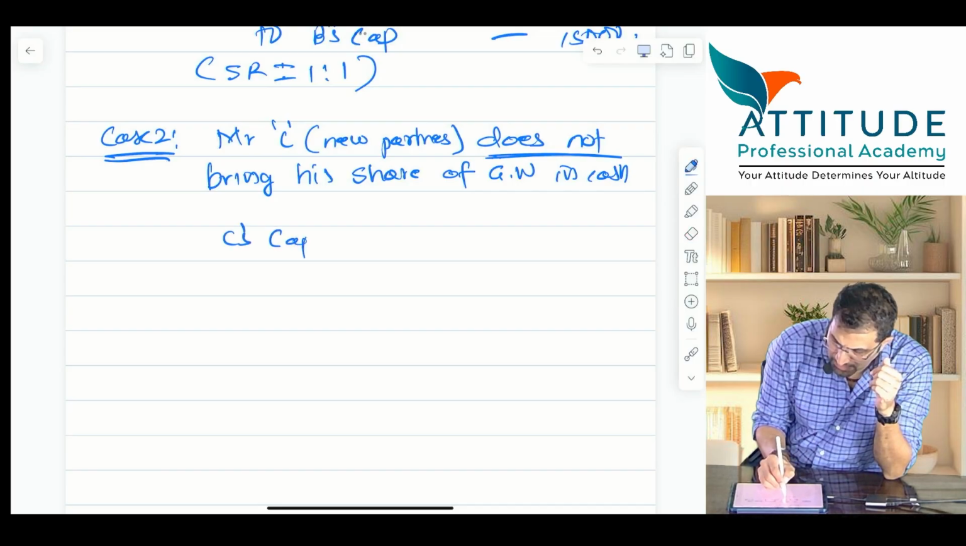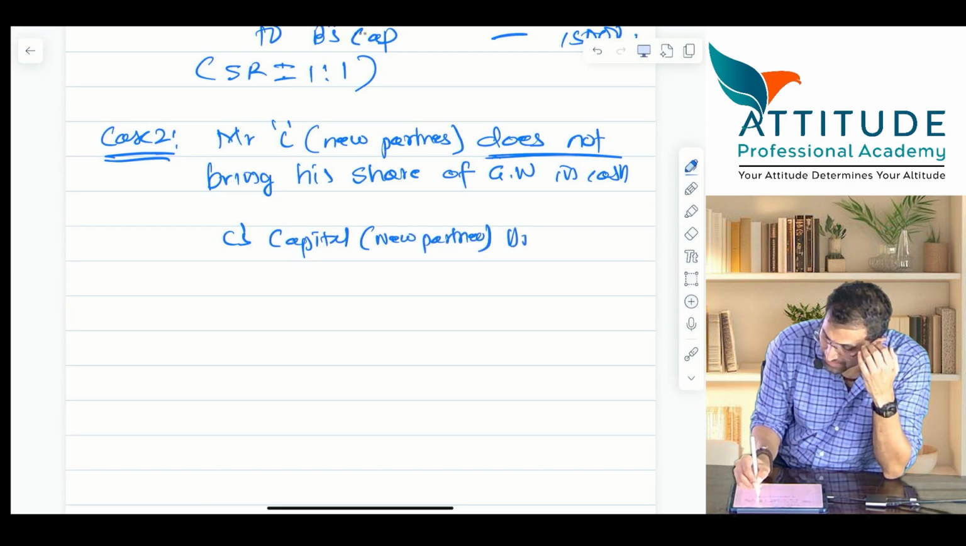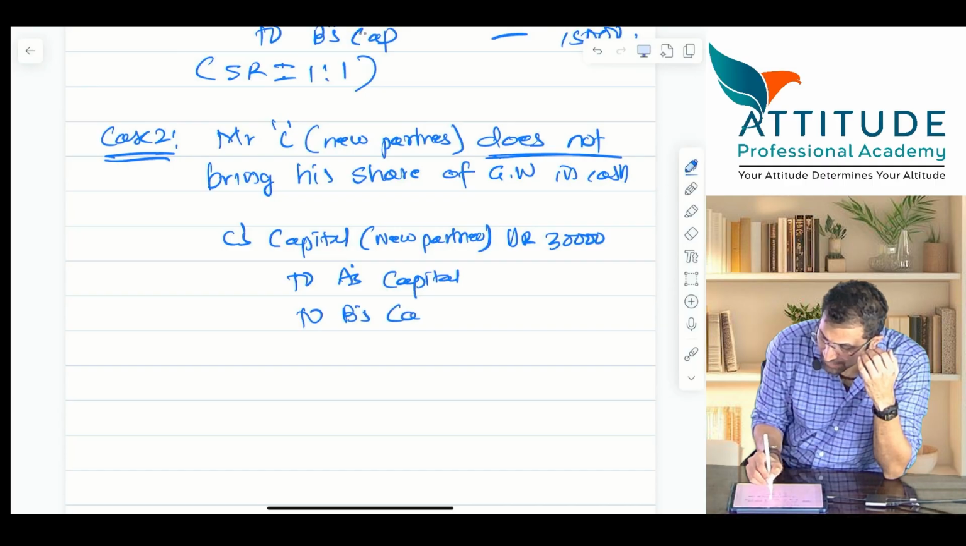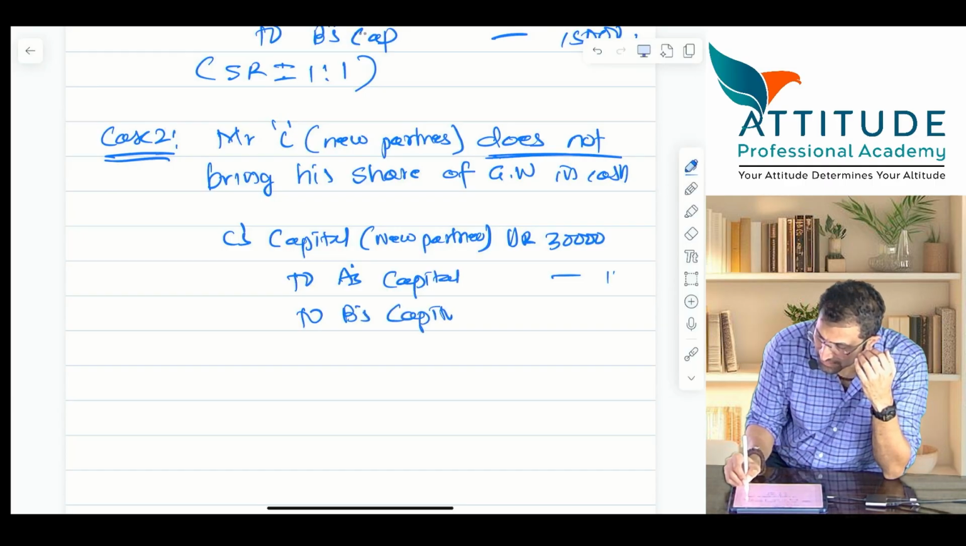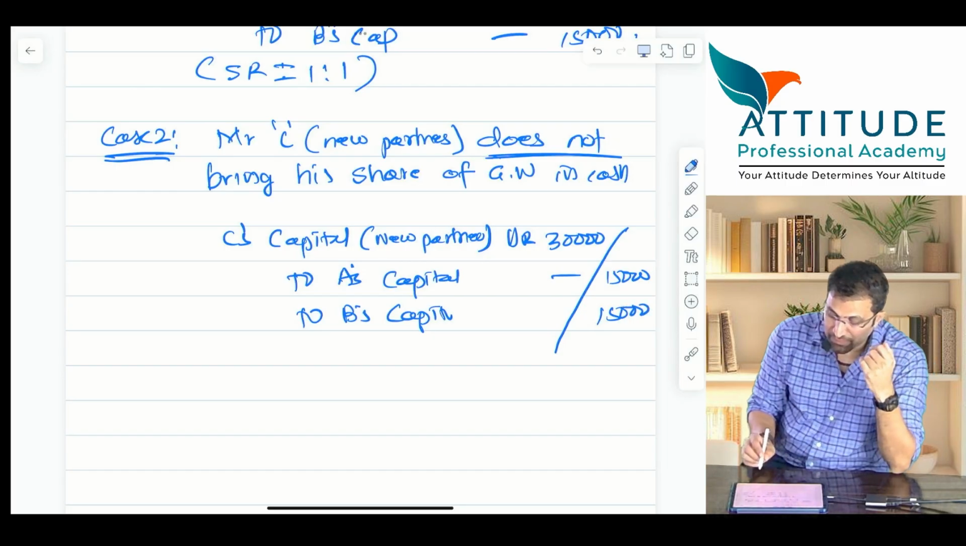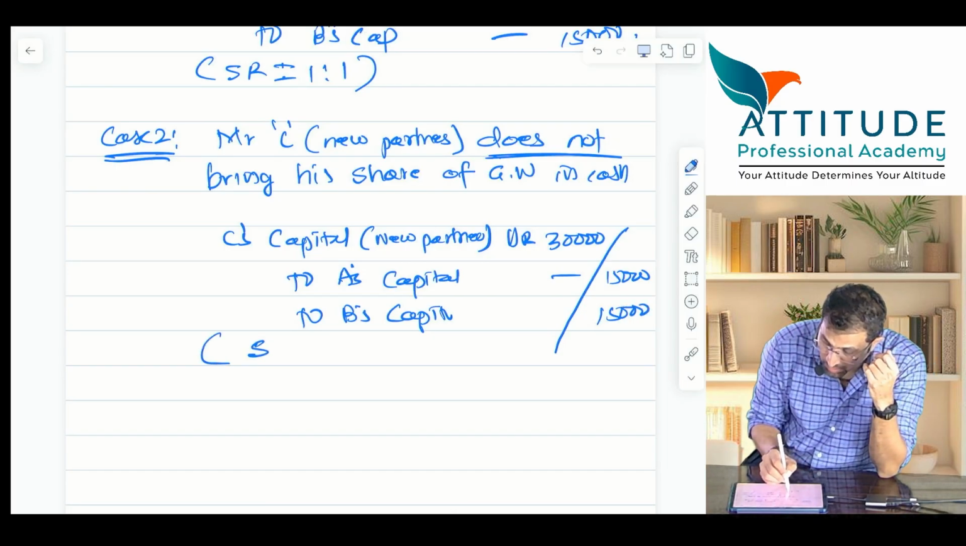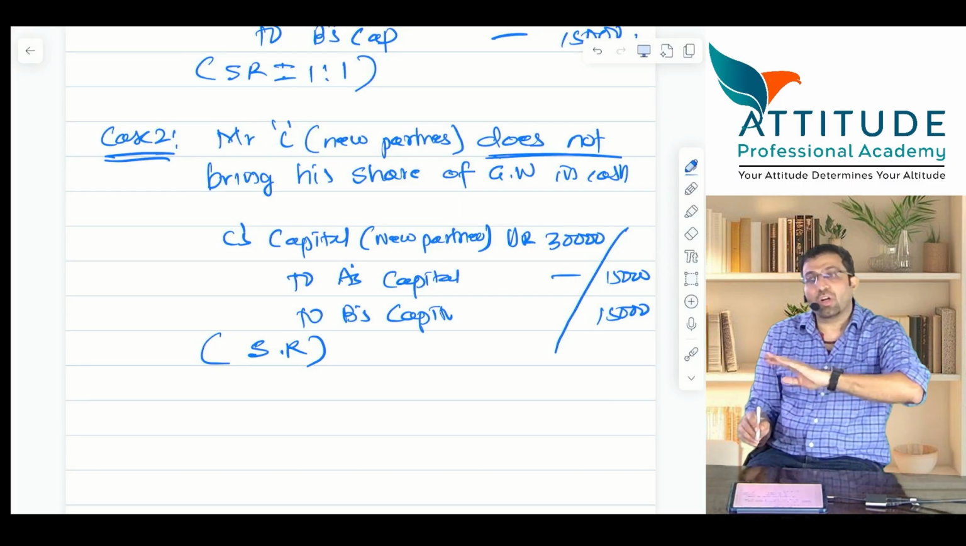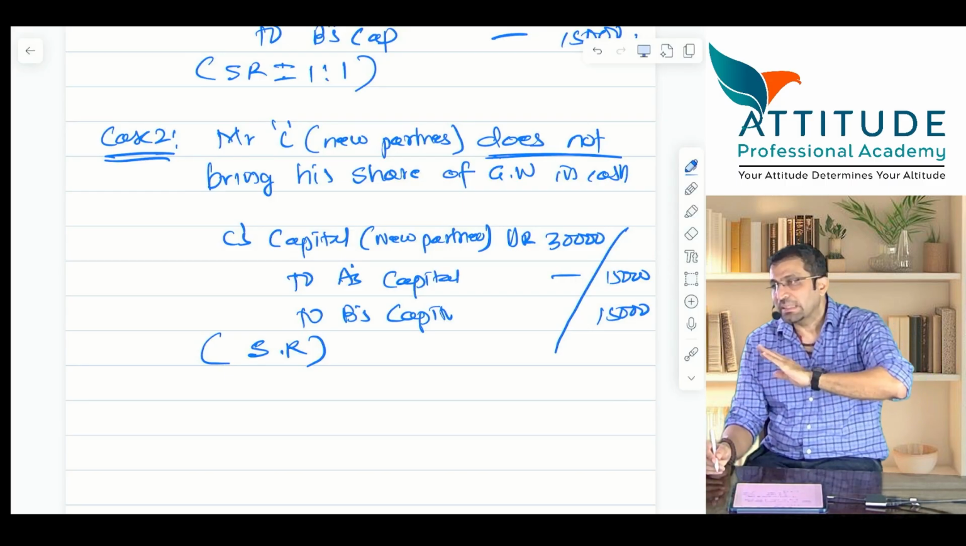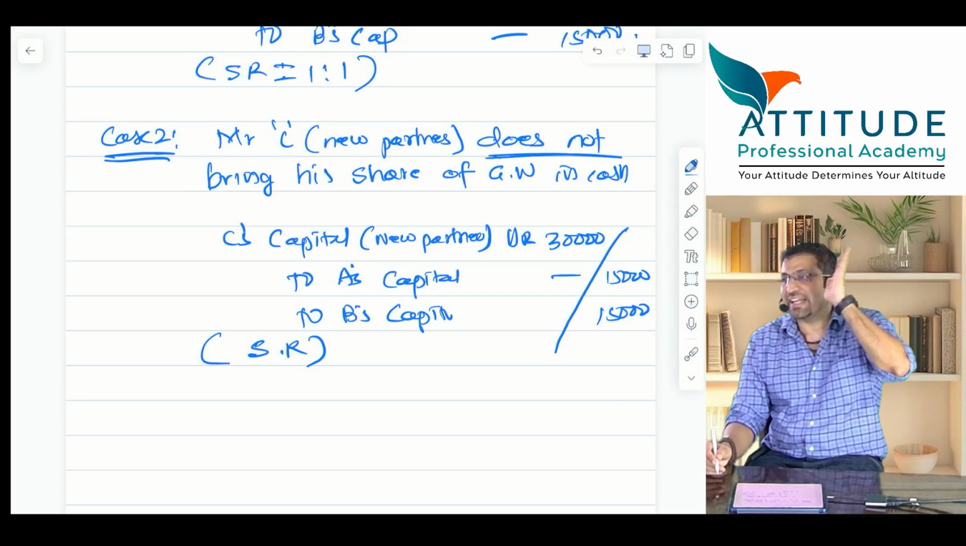C's capital, that is the new partner's capital account debit 30,000, to A's capital, to B's capital. How much? 15,000. In which ratio? Very important: not old profit sharing ratio. It is all sacrifice ratio. Goodwill is always in sacrifice and gain ratio. In retirement, gain comes.